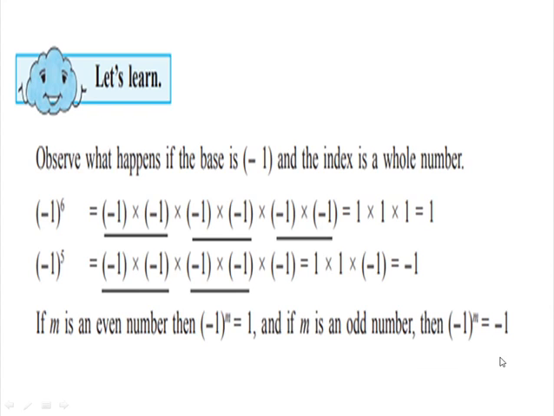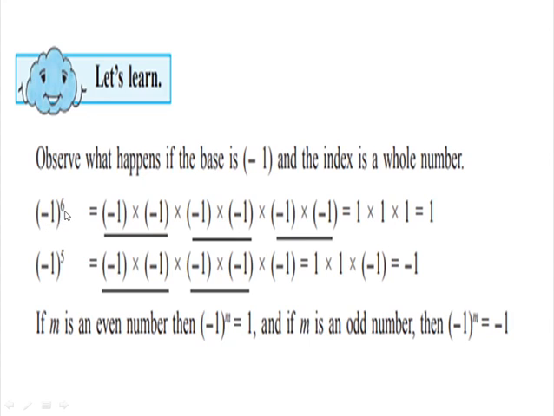Now, let's learn or observe what happens if the base is negative 1 and the index is a whole number. Here children, we will see that if base is negative 1 and index is a whole number, that is either it is even or an odd number. If it is an even number, let us see what happens.